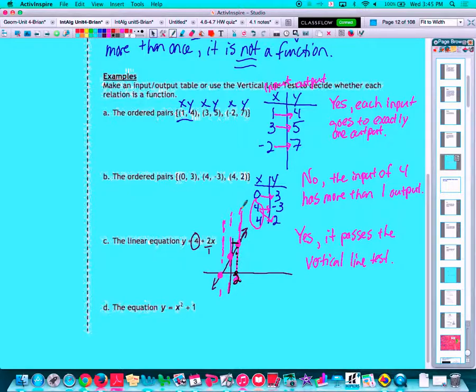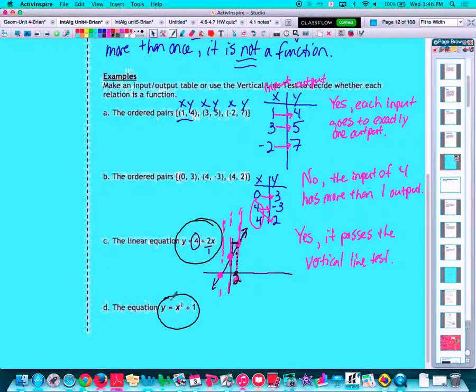This kind of goes back to our secret code discussion on the last page, where if we had more than one output, then that was a little bit of a problem. But with all equations that we do, with linear equations especially, you're only going to have one output for every input, so each one is a function.